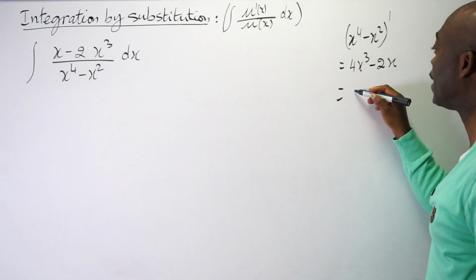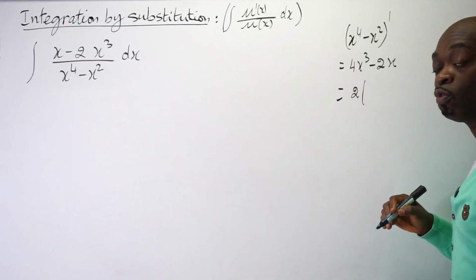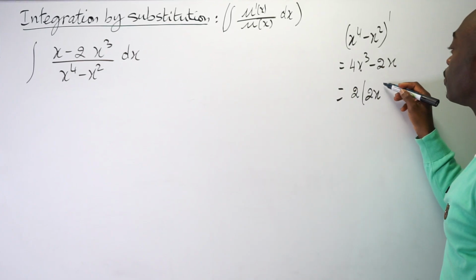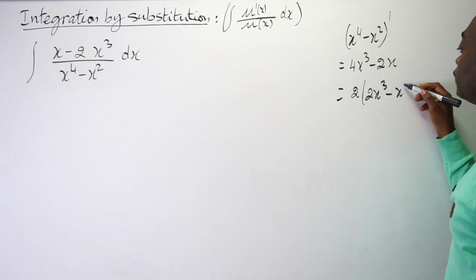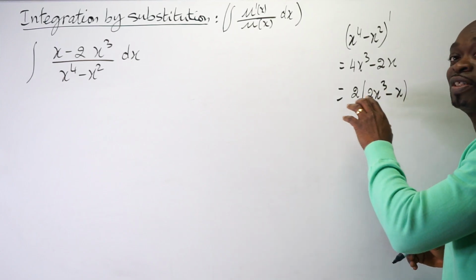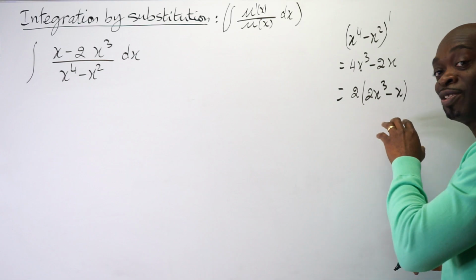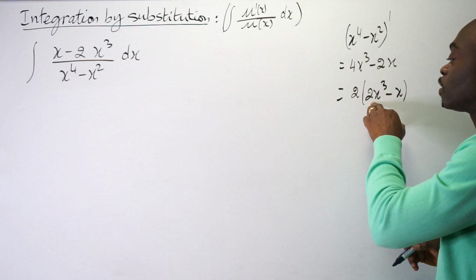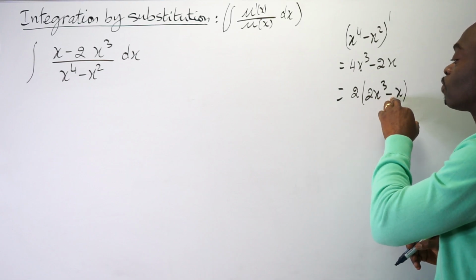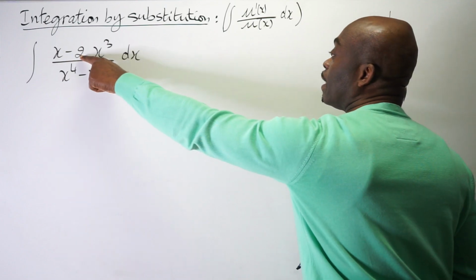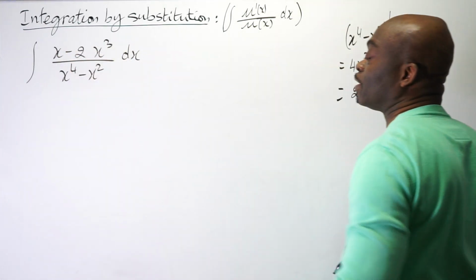We can factor this one by 2. If we factor it by 2, what do we see? We have 2x to the third minus x. It looks almost the same thing except for the signs. The signs are the opposite. This one is positive 2x to the third, this one is negative x, while that one is negative 2x to the third, and that one is positive x.